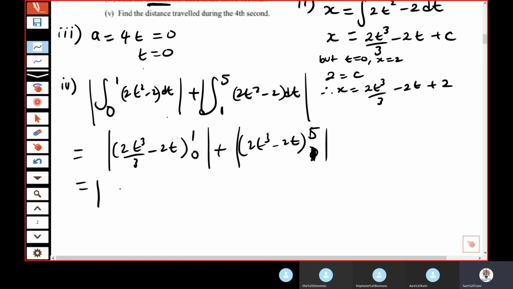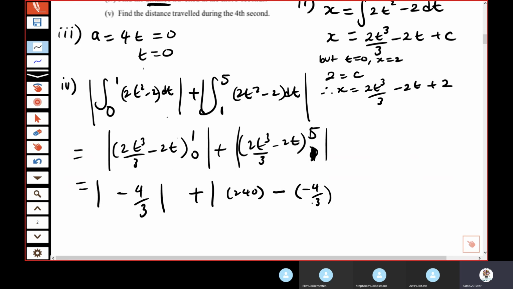All right, so the answer has to be absolute value, and then you're going to sub in 1, so 2 over 3 take away 2, which should be negative 4 over 3. Subbing in 0 is not going to do anything, so I'm just going to leave that. Plus, now we're going to sub in 5. Absolute value, sub in 5, 2 times 5 cubed on 3 minus 10 is 240, minus sub in 1. Sub in 1, I get negative 4 over 3, exactly like I did before.